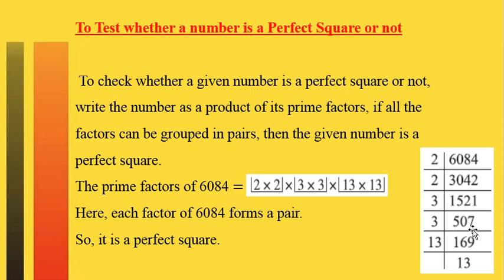507. Now again it is an odd number. So I will not move for 2. I will move to the next prime number, that is 3. So yes, it is divisible by 3 and I will have 169.